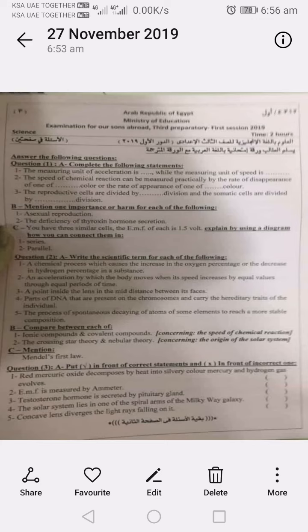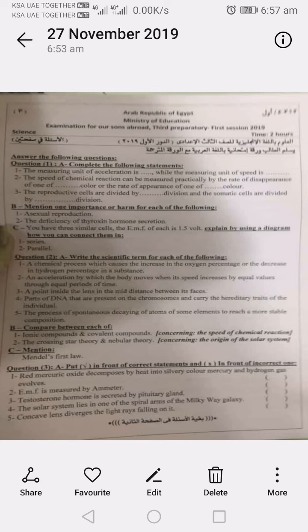You have 3 similar cells, EMF of each of them 1.5 volt. Explain by writing the diagram how you can connect them in series. Connection in series, we connect them one after one. The positive pole, for example, of the first one is connected to the negative pole of the second one, and the positive of the second one to the negative of the third one, and so on. But connection in parallel, we connect all the positive poles together and all the negative poles together.